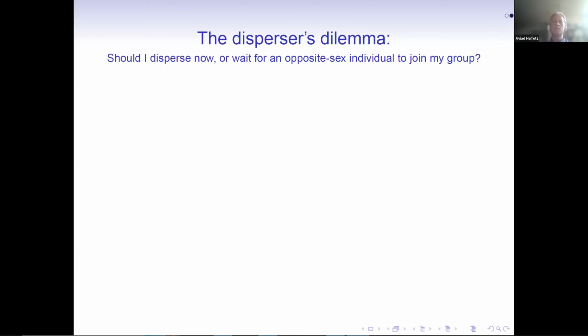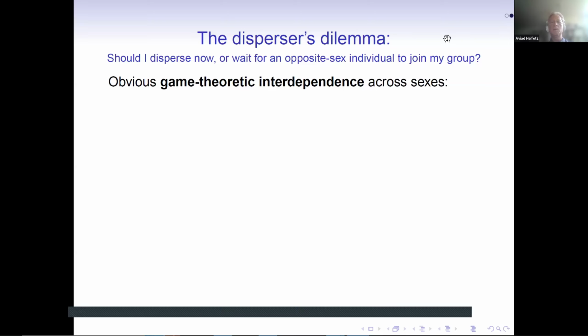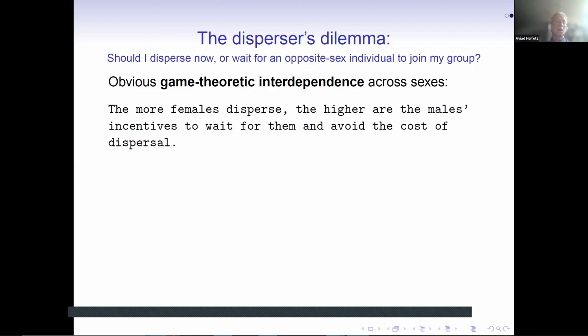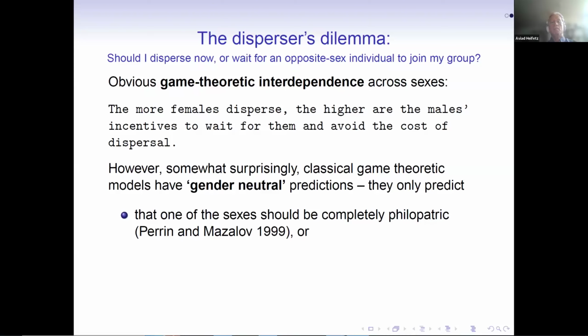Then there is an obvious kind of game theoretic interdependence, right? If females disperse more, then males have a higher incentive to wait for them and not to disperse, and vice versa. But if we look at the existing theoretical literature about the sex bias dispersal, we don't have predictions that say anything specific about females versus males.